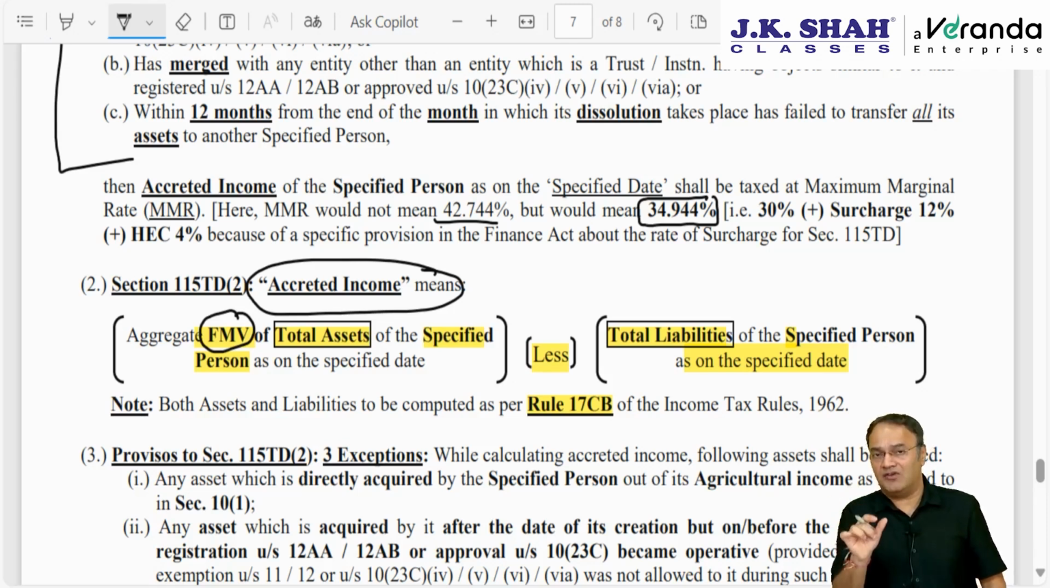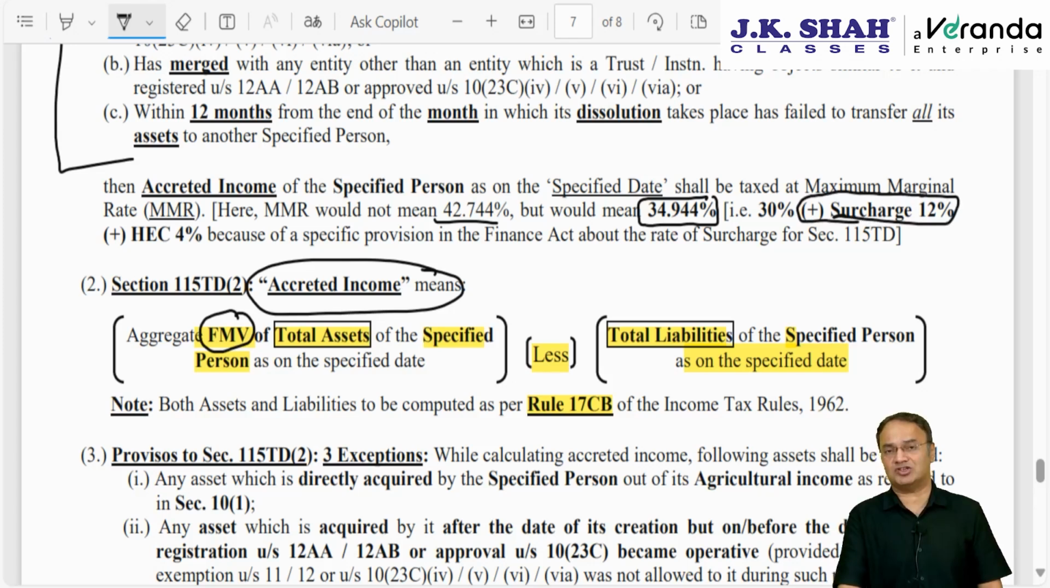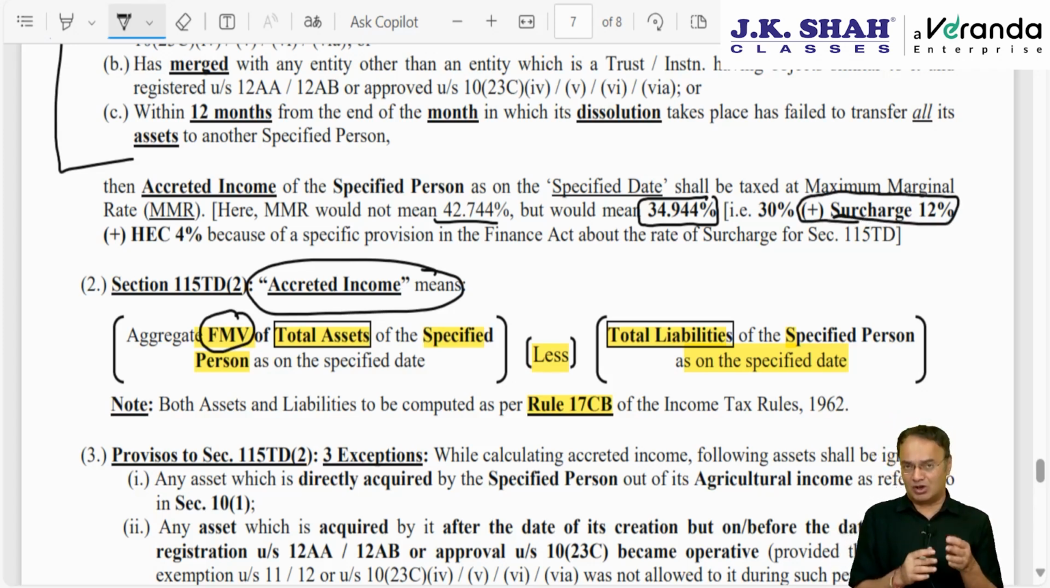In the budget, in the Finance Act, it is given that if you are calculating MMR for the purpose of section 115TD, tax on accreted income, chapter XII-EB, then do not apply surcharge of 37%, apply a flat 12% surcharge. Surcharge here would be 12%. Of course, it is mandatory to apply surcharge irrespective of the amount involved, whether exceeding 1 crore or not exceeding 1 crore, come what may, surcharge is mandatory.